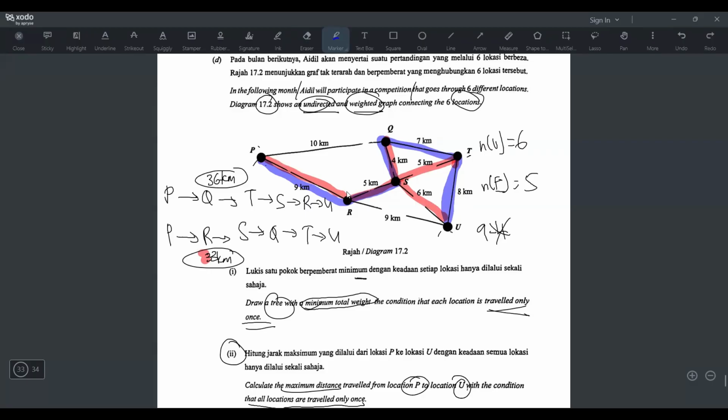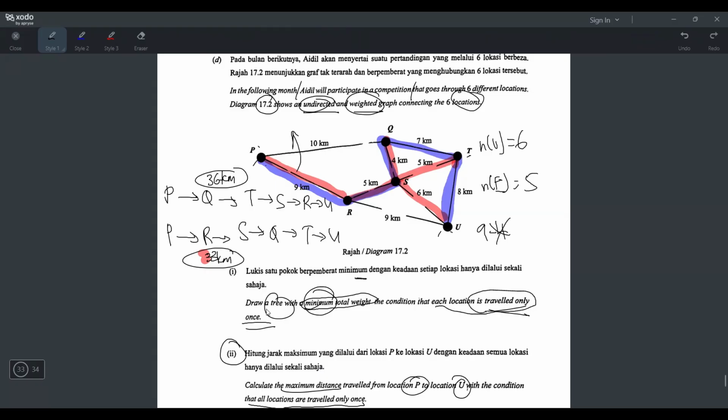But if I take the red color one, it will be 9 plus 5 plus 4 plus 5 plus 6, which is 29. So actually my red color answer is lesser. The weight is less than the schema answer, right? So I start to think about why the schema gives me a different answer. Then I read the question again. It says here each location is traveled only once.